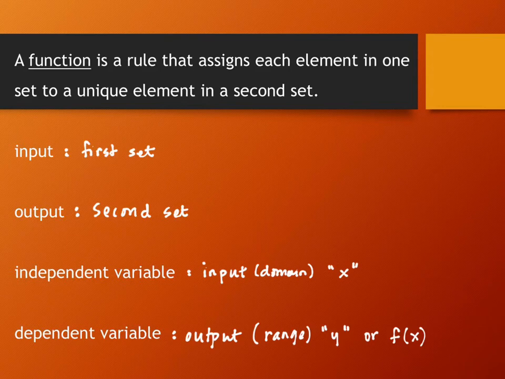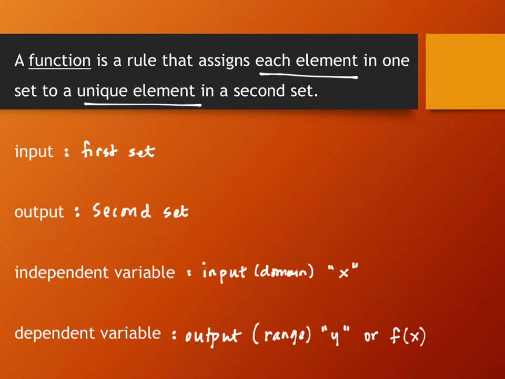So the part of this that's really important is that each element is assigned to a unique element afterwards. In other words, we can't take one element and give it two output values. That's not okay. Each element has a unique output value. So some contextual situations are functions and some aren't.